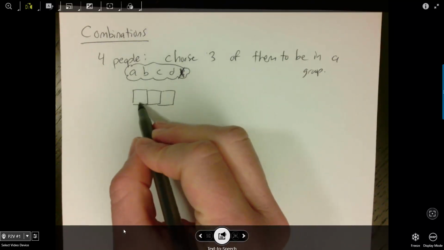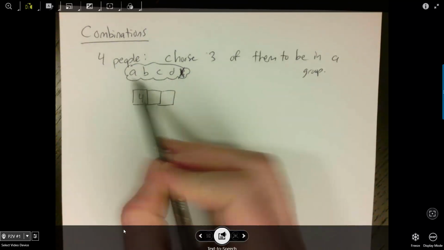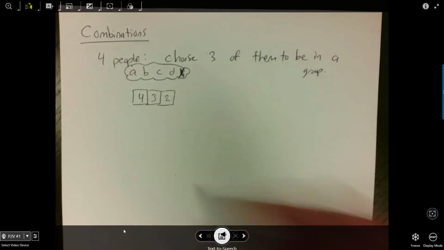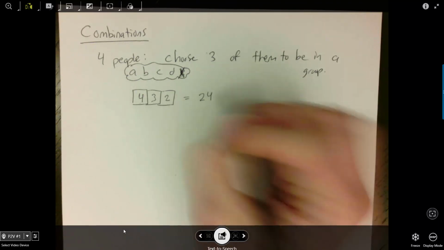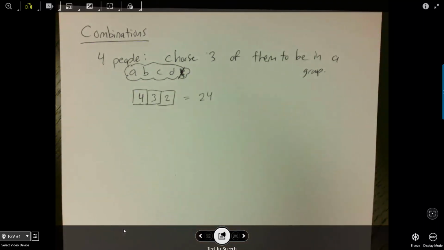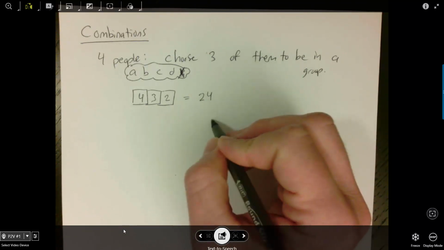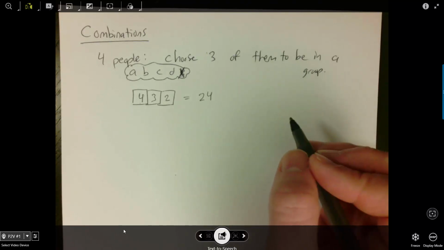If I'm choosing the first and the second and the third person for my group, there's 4 choices for the first person, and then 3 choices for the second, and 2 choices for the third. So that implies that there are, let's see, 24 possible groups. Again, that seems like too many. If you were just going to blindly follow the pattern from the last example, you might think, okay, let's divide by 3. But we always want to think carefully about what we're doing, so let's write out all the possibilities again.